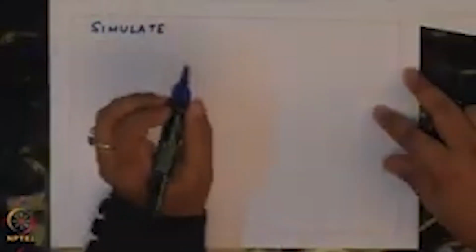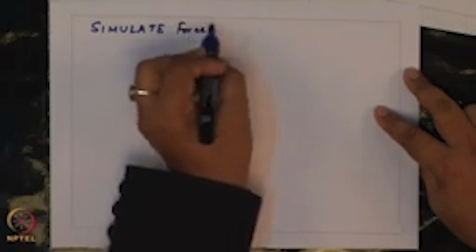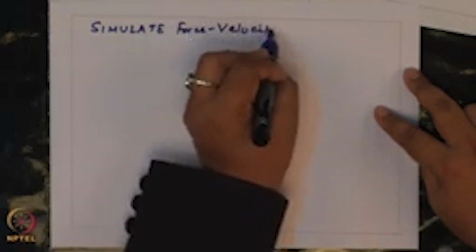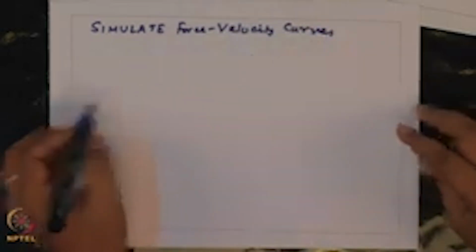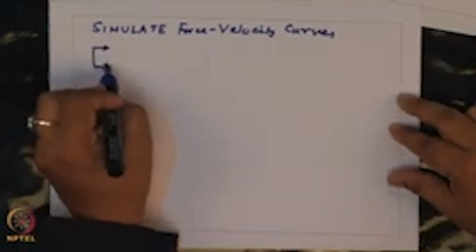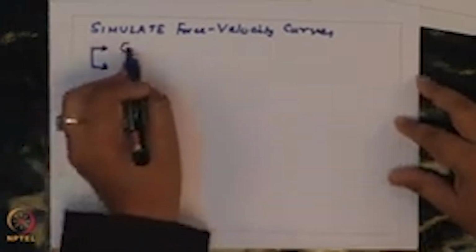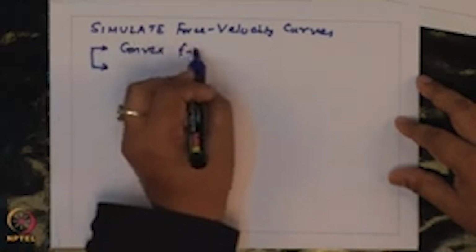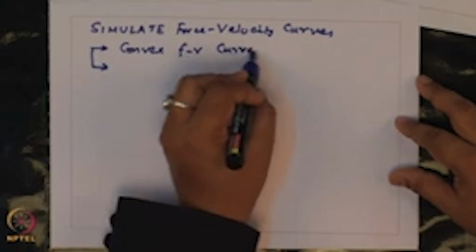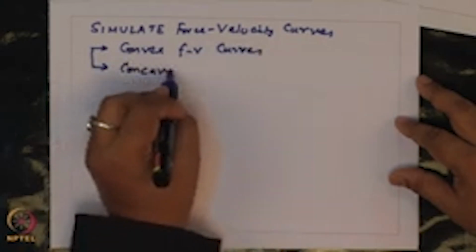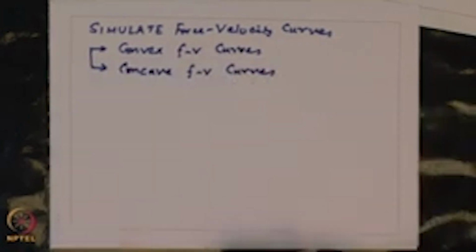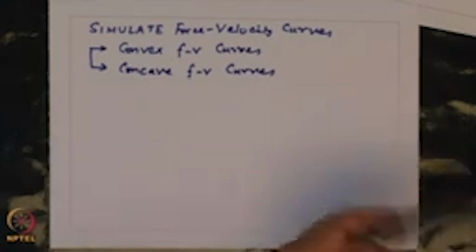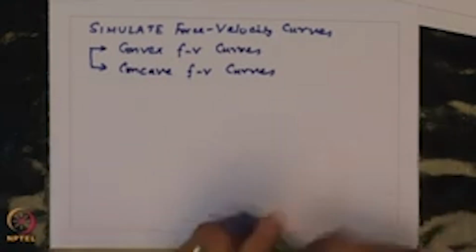One alternative is simulations. Let us imagine I want to simulate force velocity curves, and you want to answer under what circumstances you would get convex FV curves versus concave FV curves. I will describe one approach where you use Monte Carlo simulations.